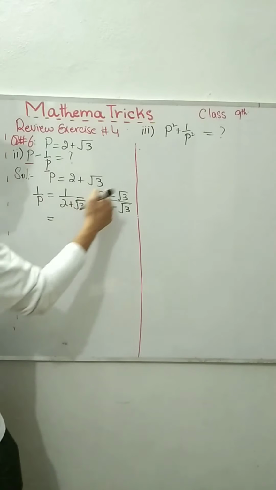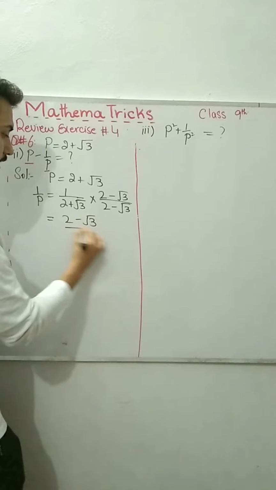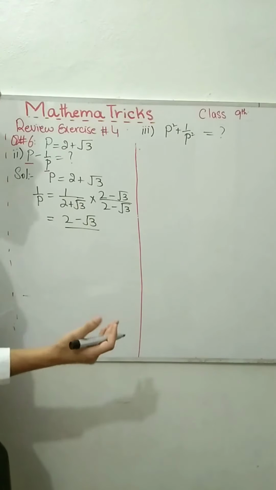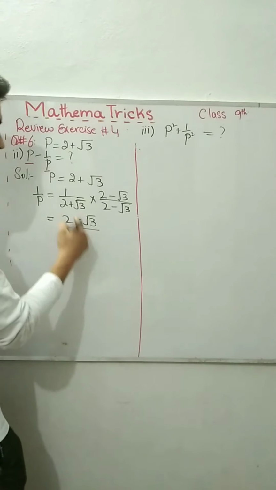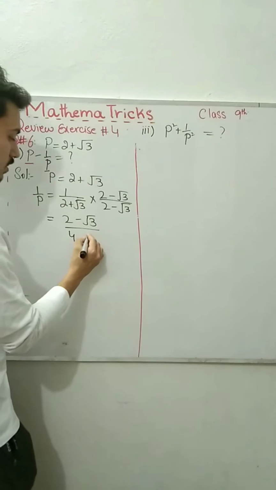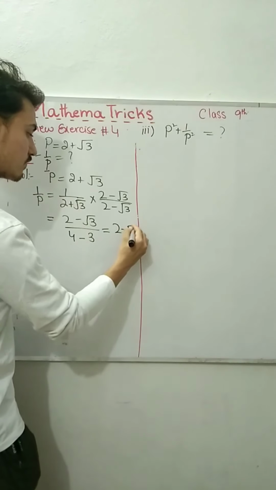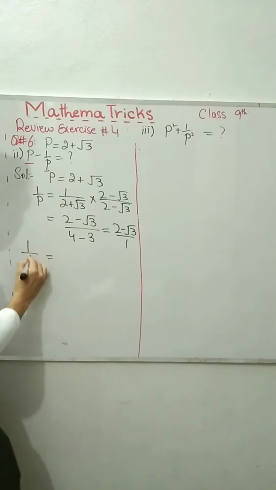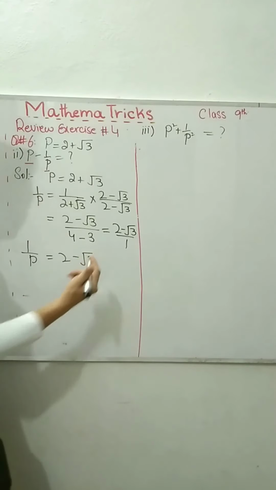Numerator with 1. 2 minus square root of 3 divided by a plus b into a minus b. What I got? A square minus b square. So 2 square is 4 minus square root of 3 square is 3, equal to 2 minus square root of 3 over 1. It means I just got 1 over p is equal to 2 minus square root of 3.